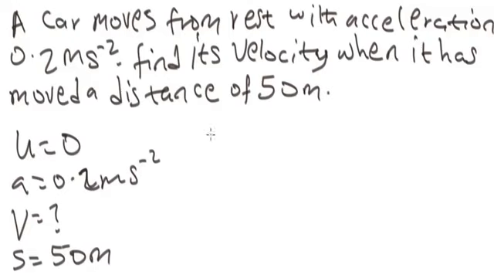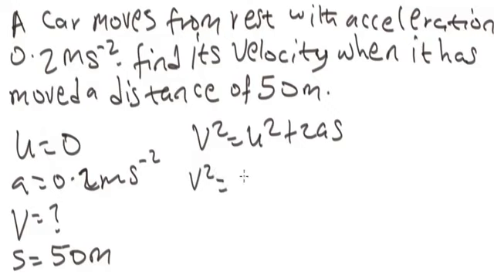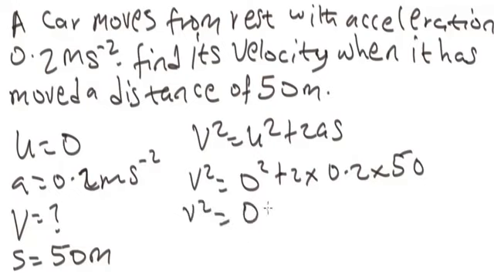That means out of the equations of motion, the one that will be suitable to solve this problem will be v square equals u square plus 2as. Alright, since we don't have time in this question, when you substitute these values you're going to have v square equals 0 square plus 2 times acceleration, 0.2, times 50. Alright, so v square equals 0 square is 0 plus, so let me multiply everything here with my calculator. Okay, so everything will give me 20. Alright, so we now have v square equals 20.